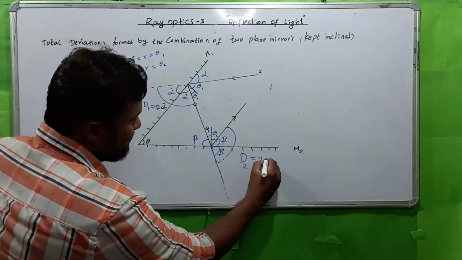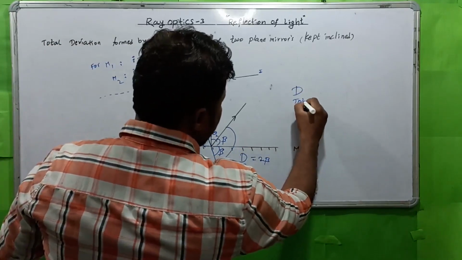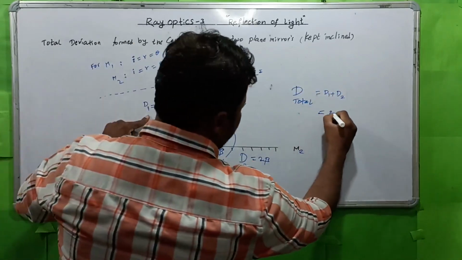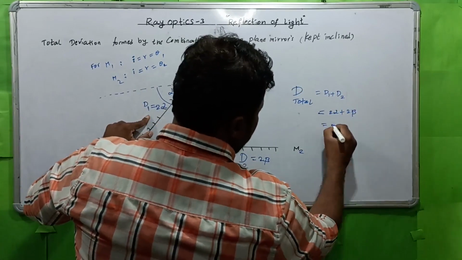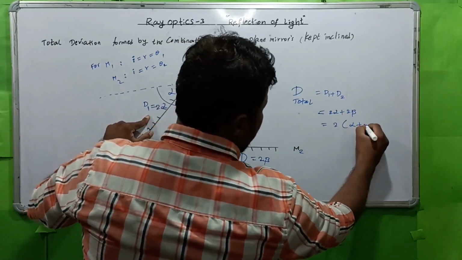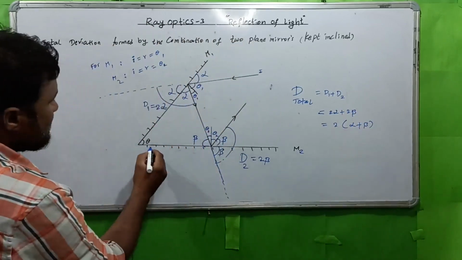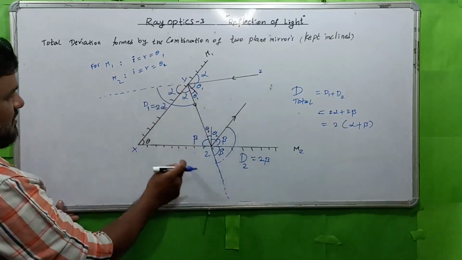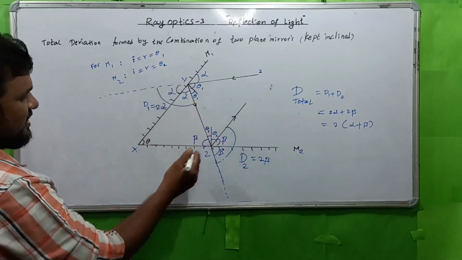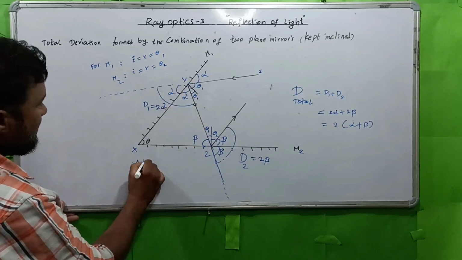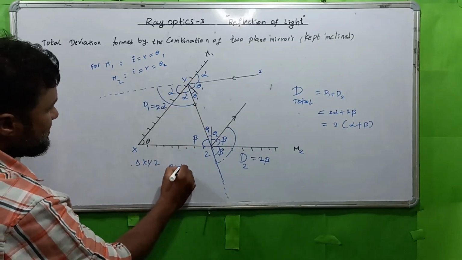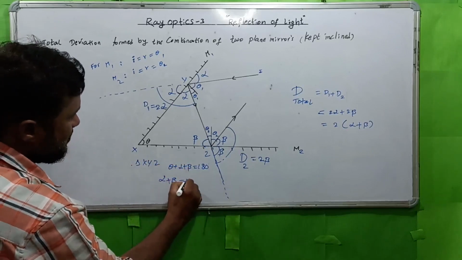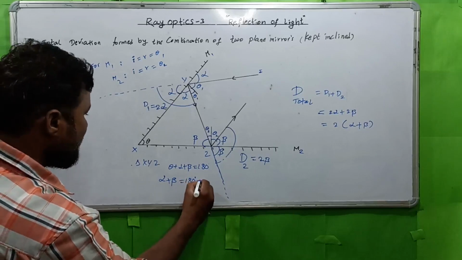What is the total deviation? d2 is 2 beta. Now the total deviation is d1 plus d2, where d1 is 2 alpha plus d2 is 2 beta. If I take 2 common, you will get alpha plus beta. If you observe the triangle, suppose I name it x, y, z. Theta plus alpha plus beta gives 180 degrees, so alpha plus beta is equal to 180 degrees minus theta.